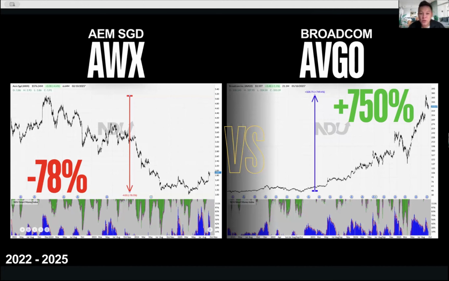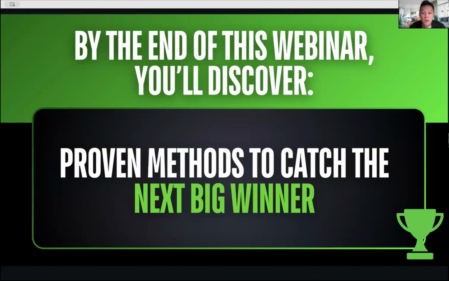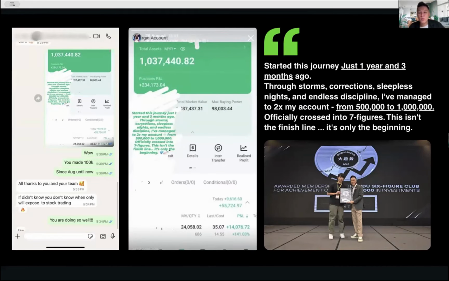Always, it shows them in the US and all that. Why? Because their share price actually goes up faster and goes up more. Okay, so it's a proven method to catch the big winner.